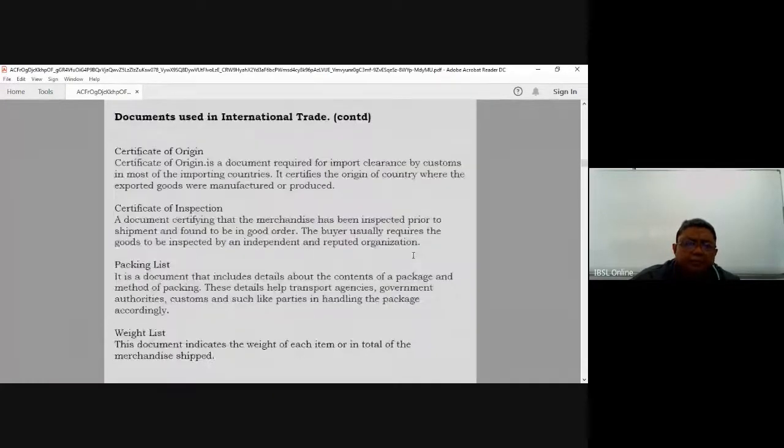Yeah, that was all, right? So these are a few documents that are used in international trade. Now, these documents are required. When I go on to payment methods, you need to know these documents.